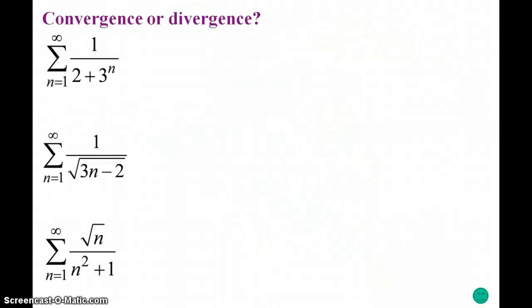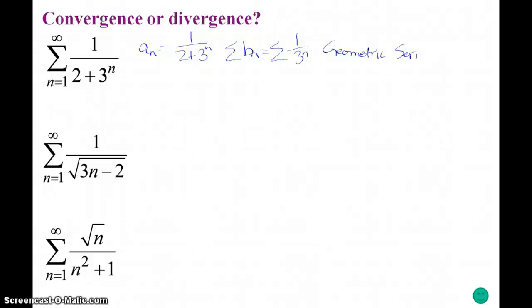Okay, a few more examples. Here, A sub n is 1 over 2 plus 3 to the n. For large n, it behaves like 1 over 3 to the n. There is B sub n. I'm going to show the AP reader I recognize it is a geometric series where the absolute value of r, which is 1/3, is less than 1, and it converges.